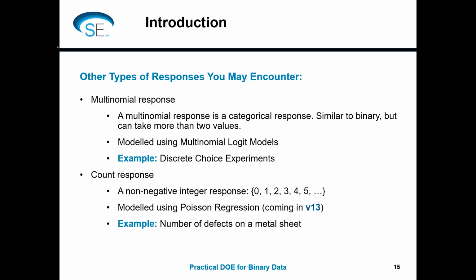This is just an FYI, just so that you're aware of it. There are other types of categorical responses you might encounter. For example, you might say, why only 2 responses? Why do I have to only have a binary response? What if I have 3 responses, like yes, no, or maybe? I'm just making this up, but you'd have a multinomial response, which is a categorical response, but instead of taking one of 2 values, it can take one of many values. And these are modeled using multinomial logit models.